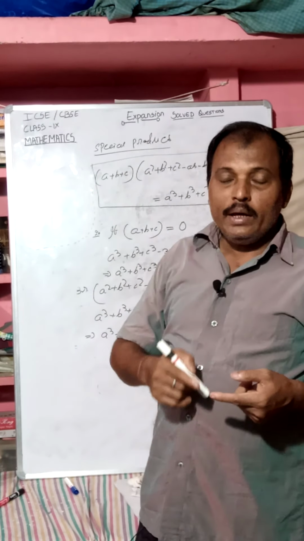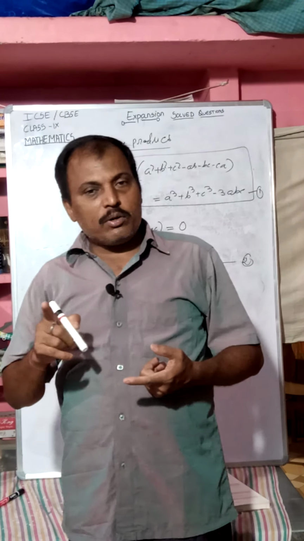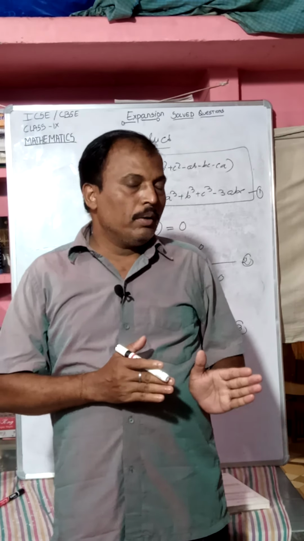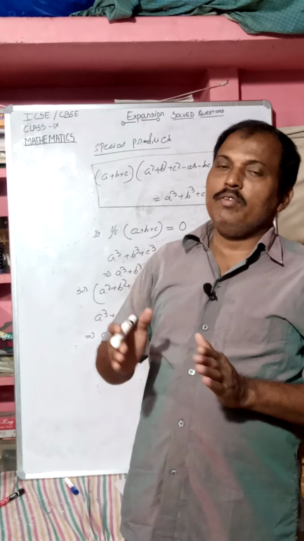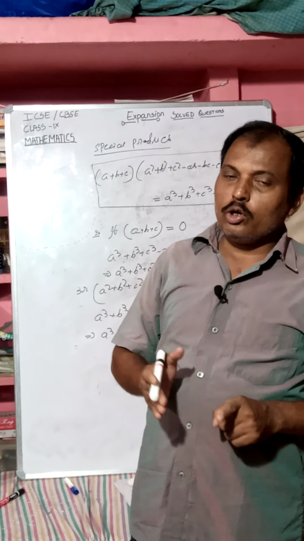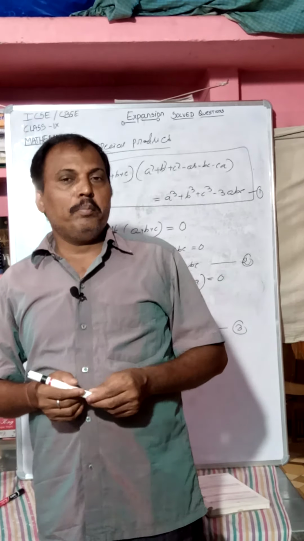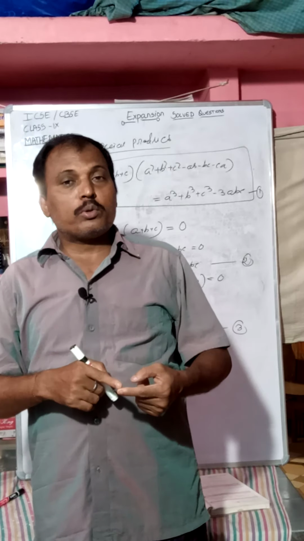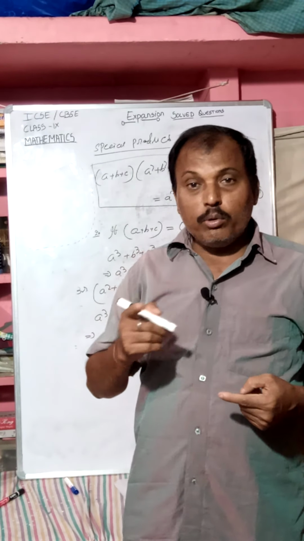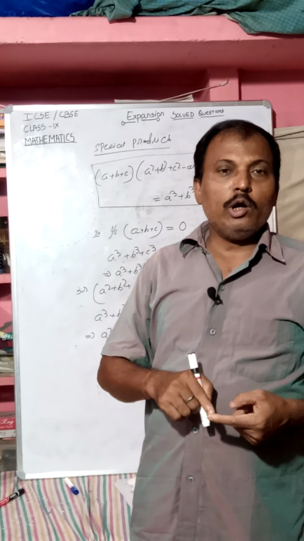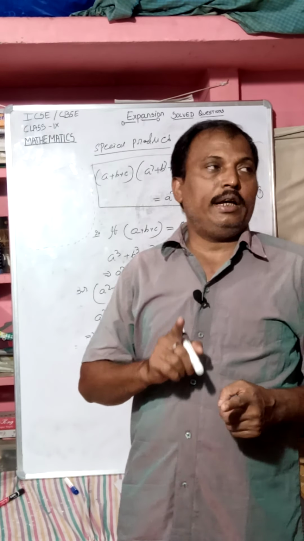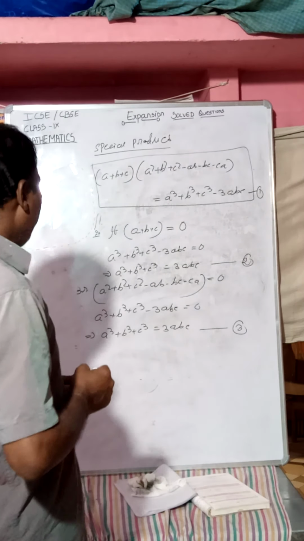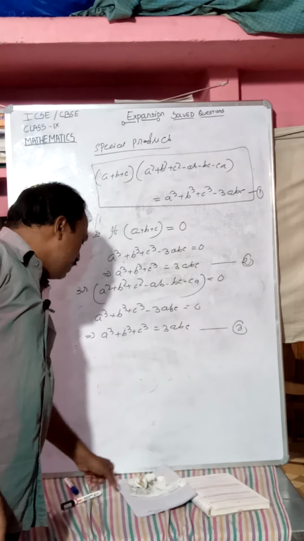And then from the first formula, if a plus b plus c is equal to 0, then the left side will be 0. That means a cube plus b cube plus c cube minus 3abc is equal to 0. So a cube plus b cube plus c cube is equal to 3abc. Otherwise, if a square plus b square plus c square minus ab minus bc minus ca is equal to 0, same thing, a cube plus b cube plus c cube is equal to 3abc. Now we will solve some problems. Now take a screenshot.